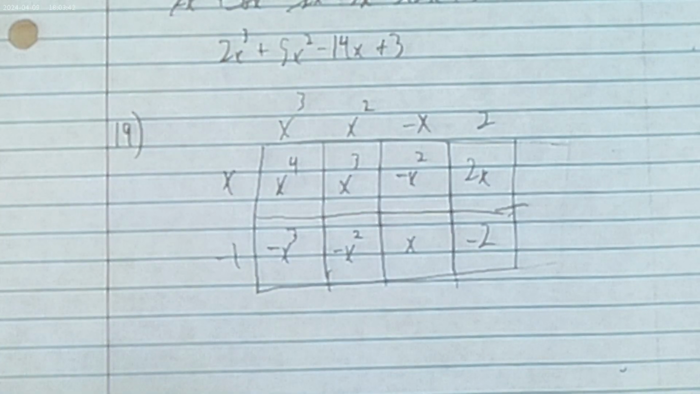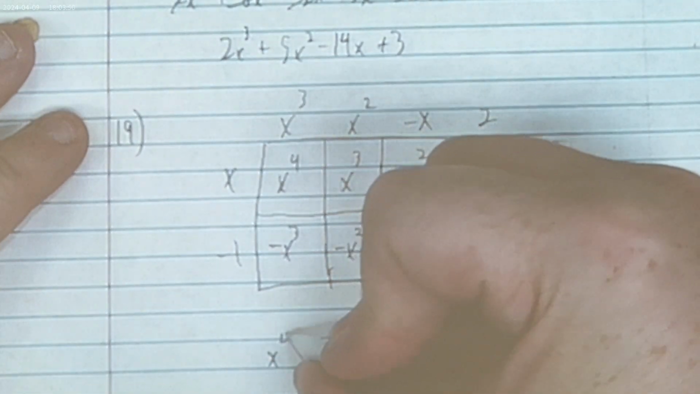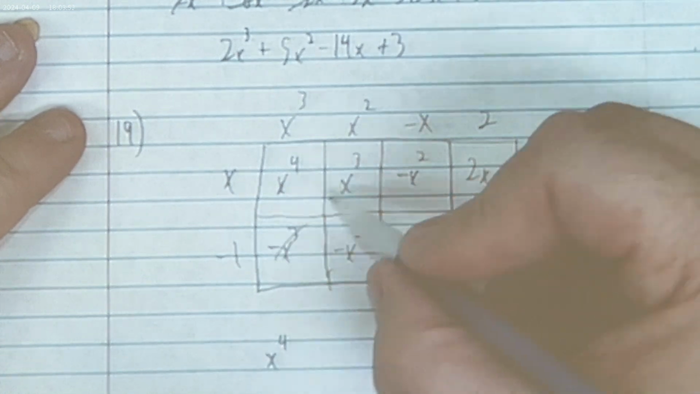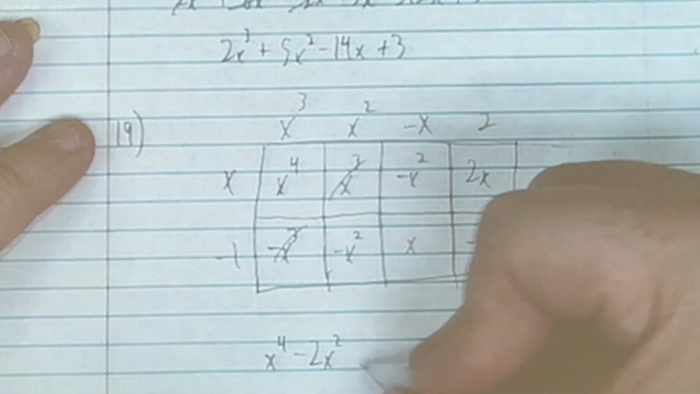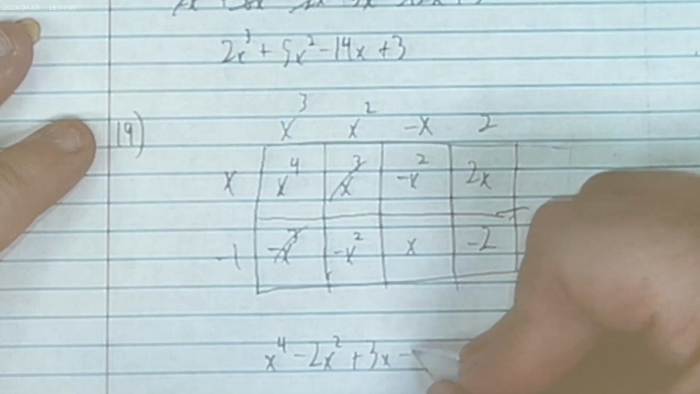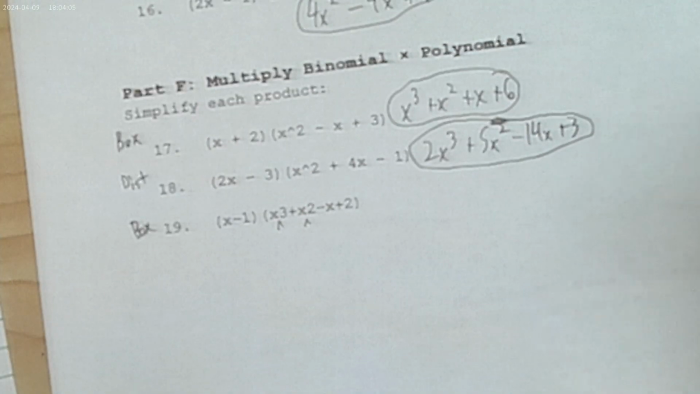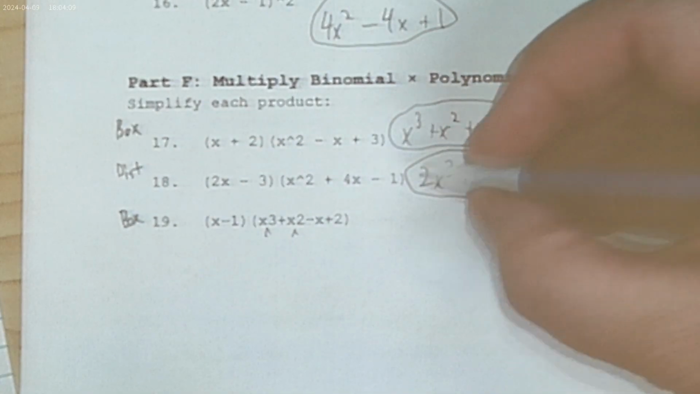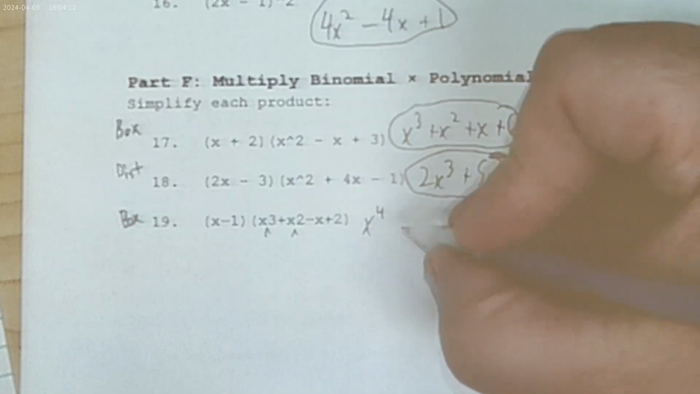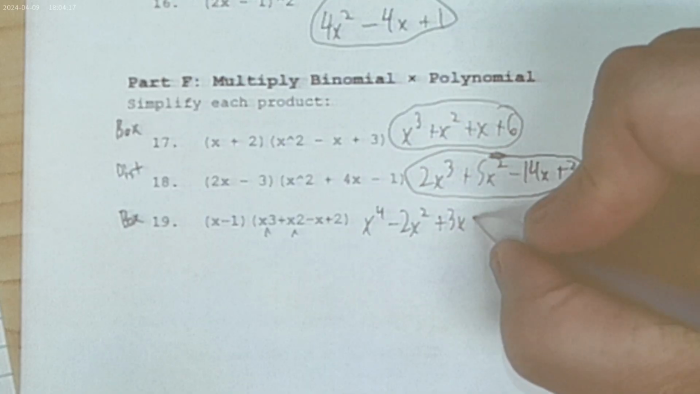All right. Well, it didn't take nearly as long as I thought it was going to. So that leaves me with x to the fourth, x to the third minus x to the third, that's done, minus 2x squared plus 3x minus 2. And so that will be our final answer for the review before the second assessment: x to the fourth minus 2x squared plus 3x minus 2.